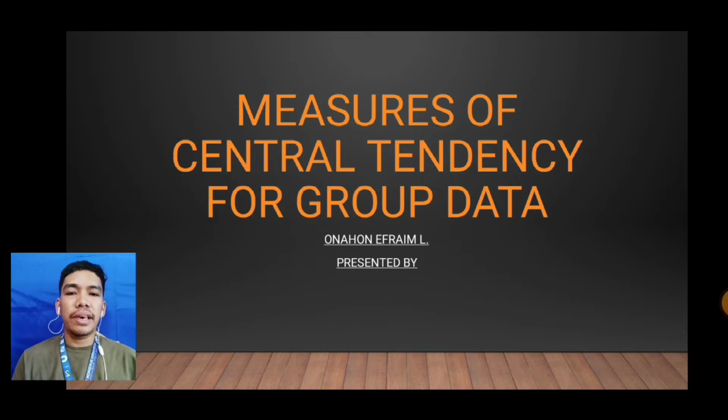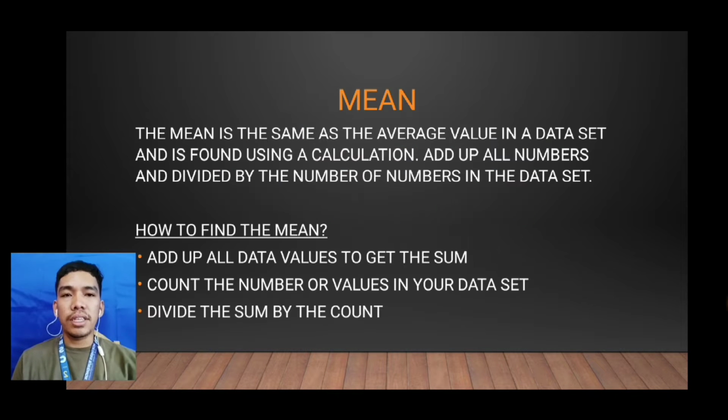So, good day everyone. I am Ephraim Manahon, and our topic is all about the measures of central tendency for group data. I was assigned to discuss what the mean is and how to find the mean for group data. First, the mean is the same as the average value in a data set and is found using a calculation. You add up all the numbers and divide by the number of numbers in the data set.